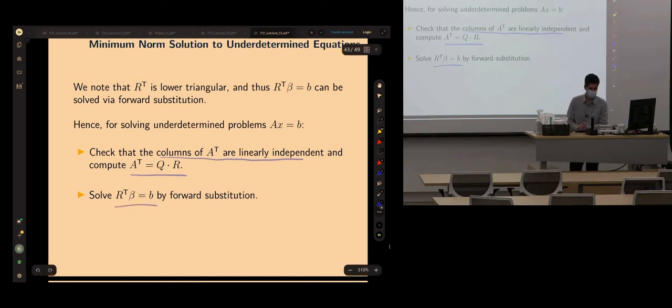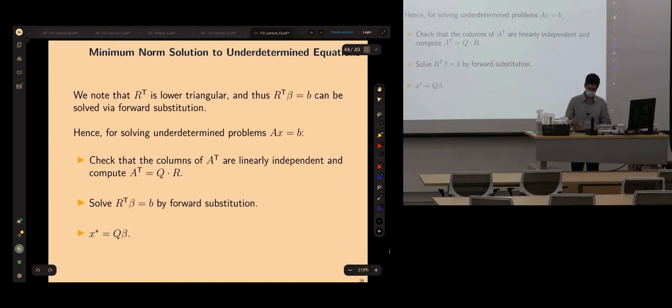Then solve for beta using R transpose beta equals B using forward substitution, and then your solution will be Q times beta. So the same QR factorization solved this problem too, not any harder. If you have forward and back substitution in your toolbox, and you have QR factorization, and you have a way of checking linear independence of columns and rows, then you can solve determined, overdetermined, and underdetermined systems of equations.